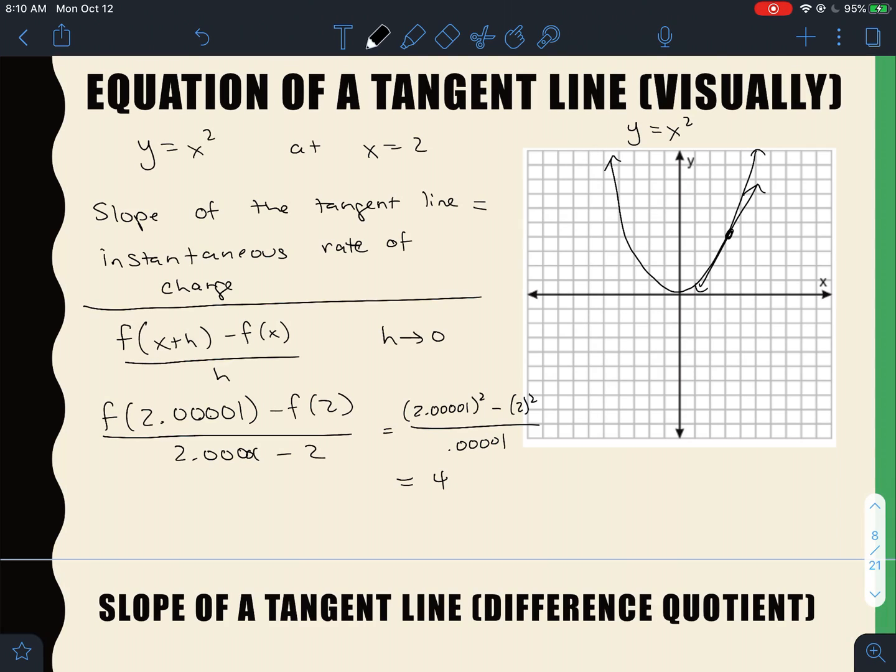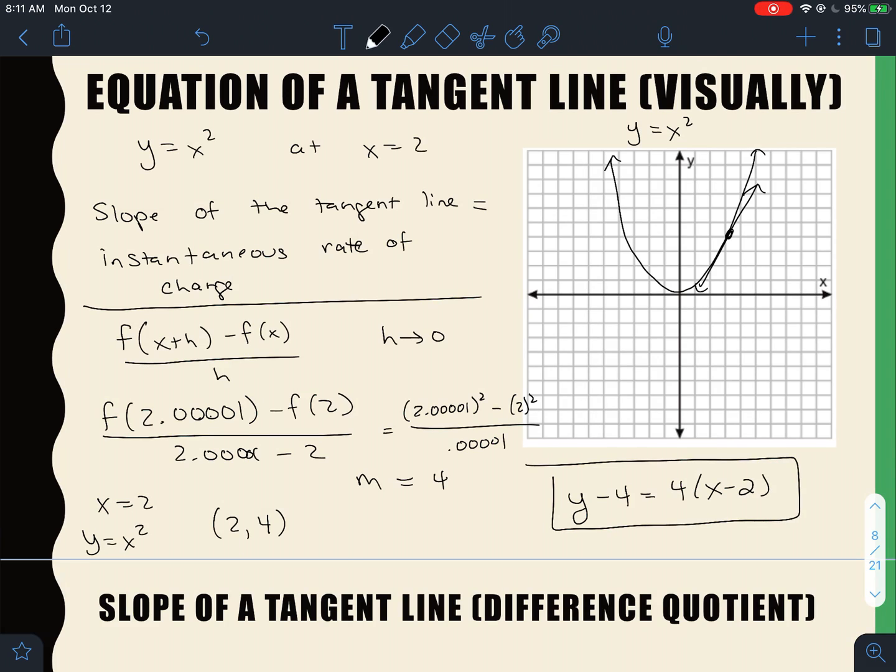So that's the slope of my tangent line. And now I want the point. Well, I know x is equal to 2. To find y, let's plug it back into the original function. And so my point on the original function would be the point 2, 4. So if I have the point 2, 4, and I have a slope of 4, then the equation for my tangent line will be y minus 4 equals 4 times x minus 2.